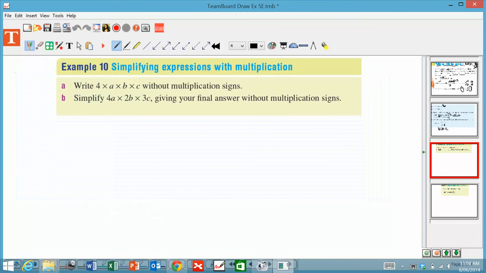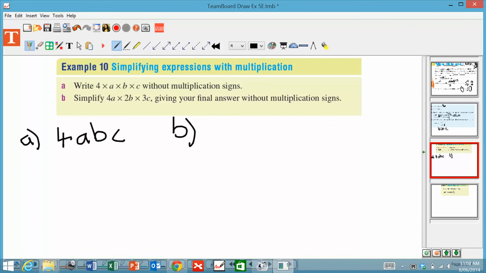Alright, let's go through some examples. So write 4ABC without multiplication signs. You guys can do that. So what's it look like? Number first, letters in alphabetical order, 4ABC. That simple, not hard.